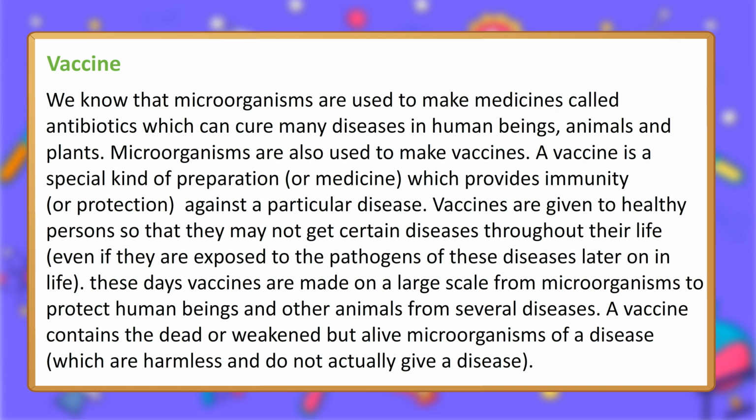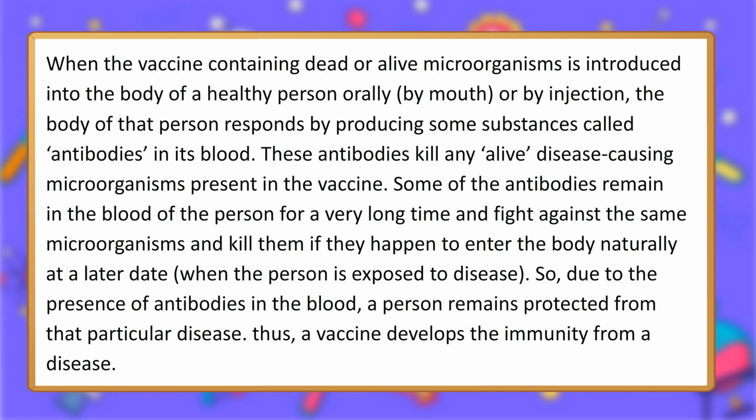These days vaccines are made on a large scale from microorganisms to protect human beings and other animals from several diseases. A vaccine contains the dead or weakened but alive microorganisms of a disease, which are harmless and do not actually give a disease. When the vaccine containing dead or alive microorganisms is introduced into the body of a healthy person orally, by mouth, or by injection, the body of that person responds by producing some substances called antibodies in its blood. These antibodies kill any alive disease-causing microorganisms present in the vaccine.